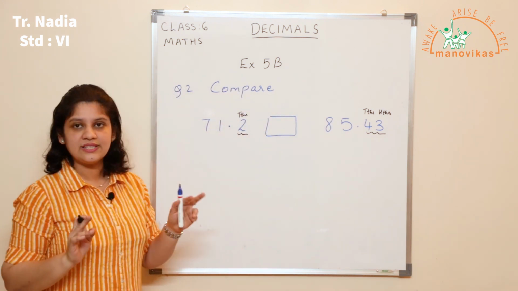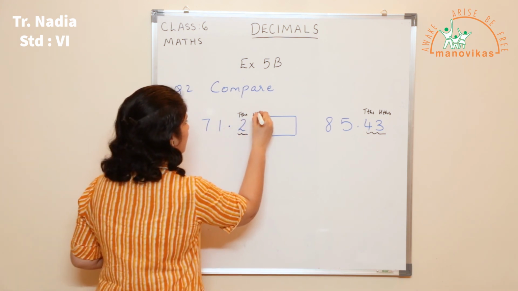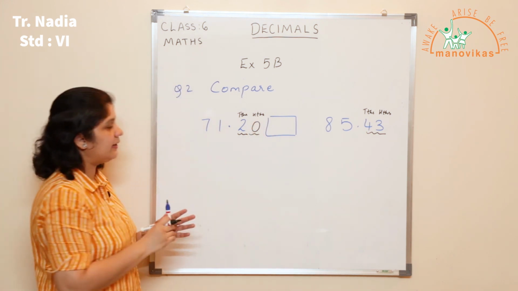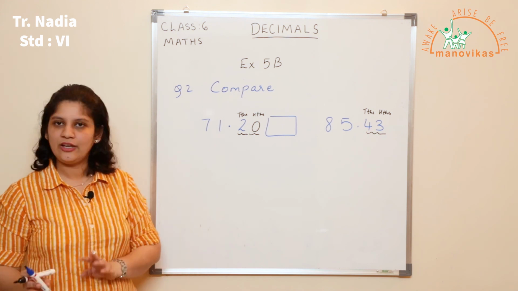Okay, so the first step is to make sure that the decimal places are same. Now the hundredths place was vacant here, so put a 0. Alright, first step, make the decimal places like. Then you go to compare.